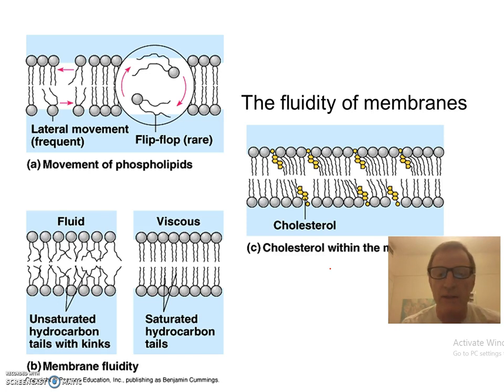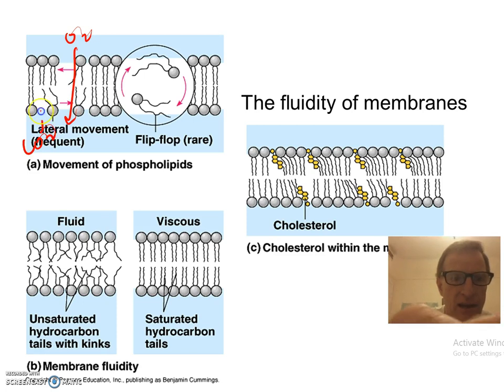Okay, so these phospholipids kind of float together and there's some movement back and forth. So things like oxygen and carbon dioxide can pass through there pretty easily. Larger molecules can't, and also polar molecules generally cannot because of the nonpolar internal lipids in there.